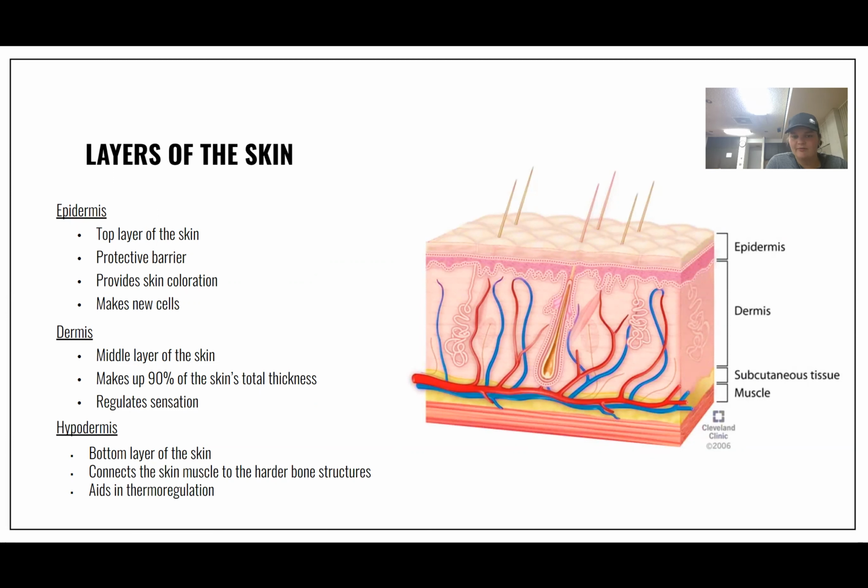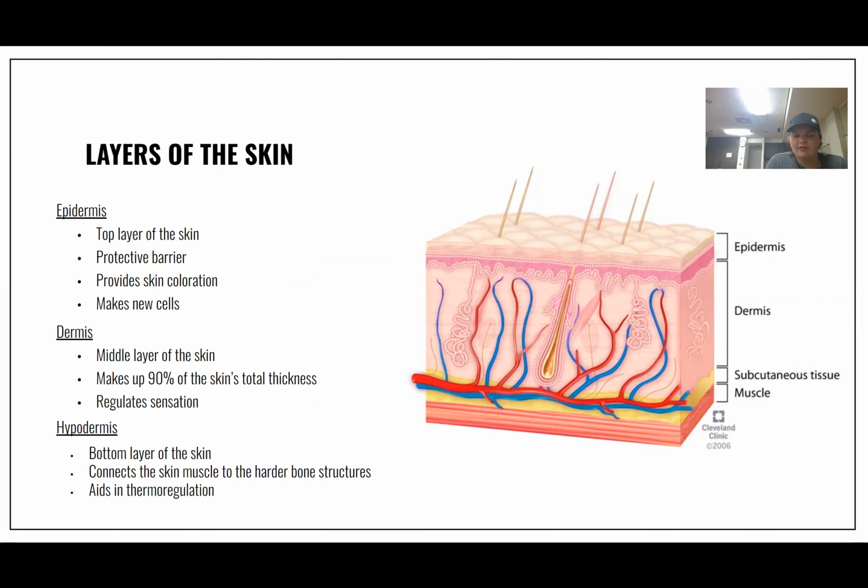Then you have the second layer of the skin, which is the dermis. This is the middle layer of the skin, and it makes up around 90% of your skin's total thickness, as you can see in the diagram to your right. And so this layer mostly possesses the connective tissues and everything within that, and that helps you regulate your sensation.